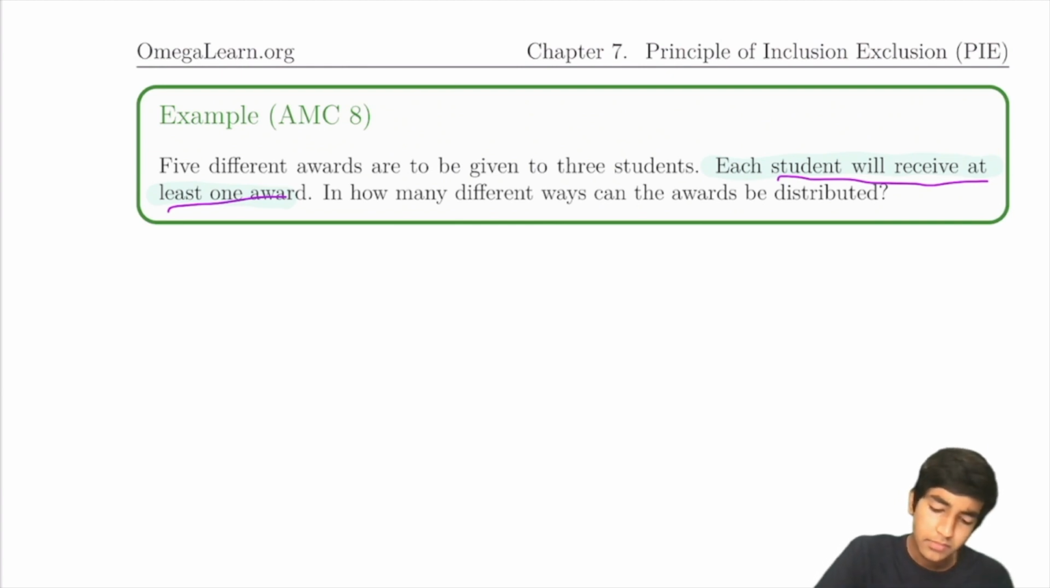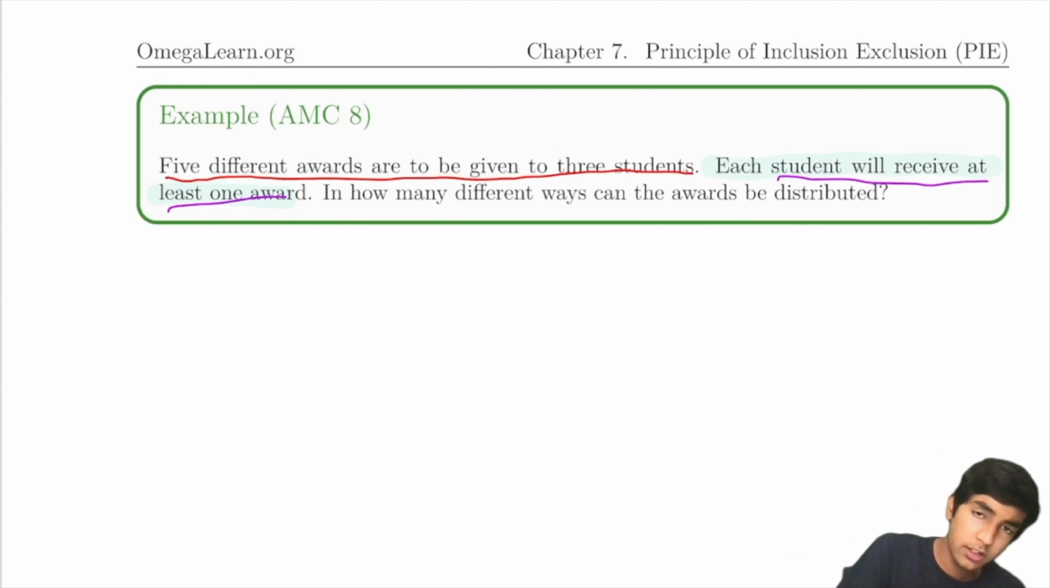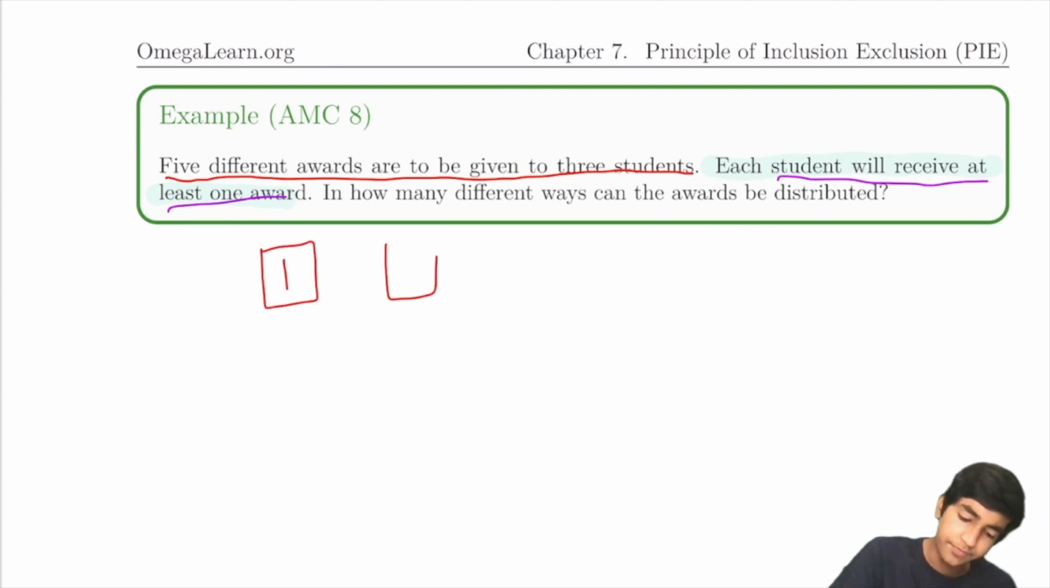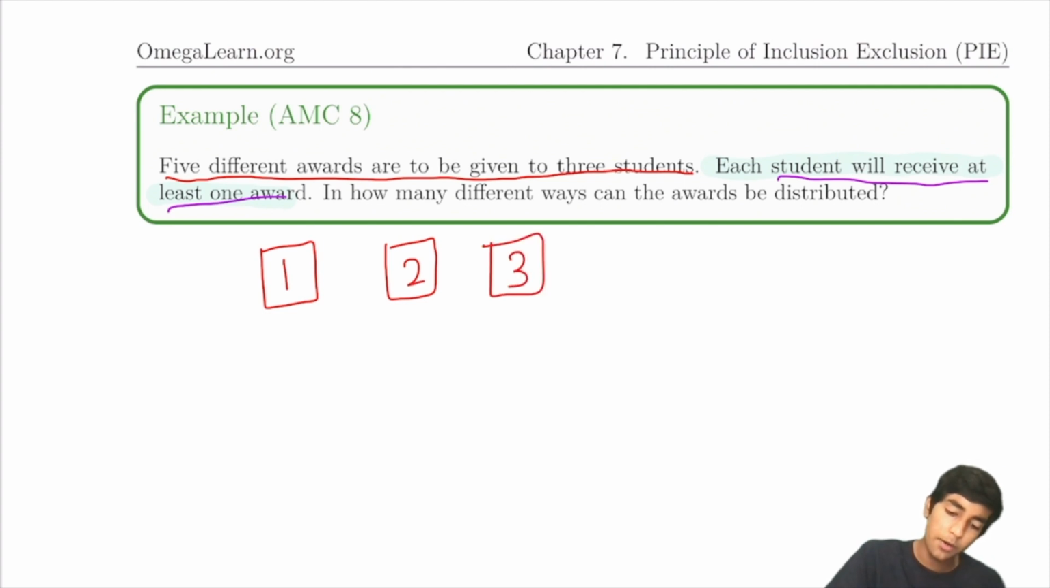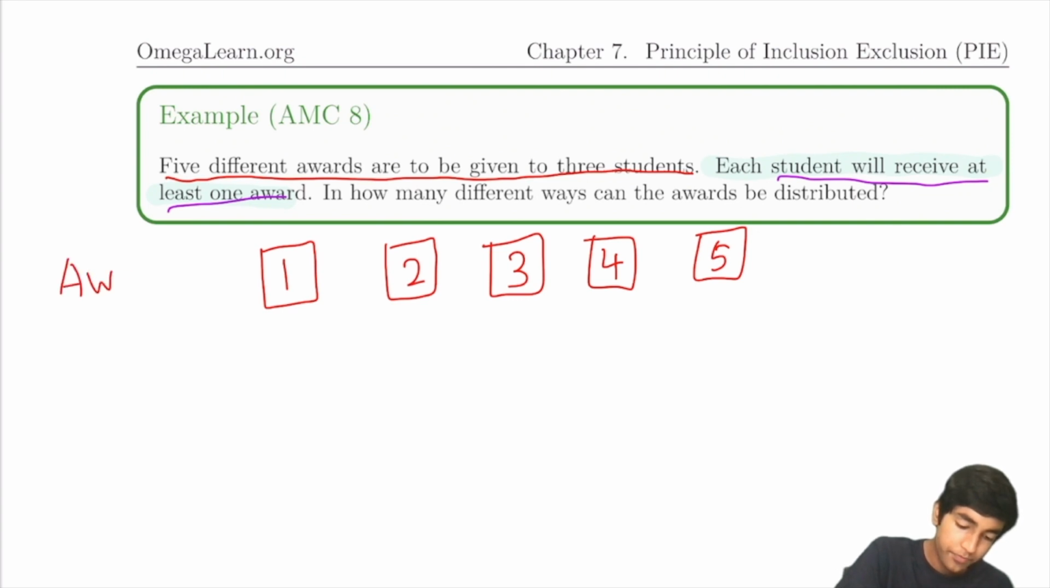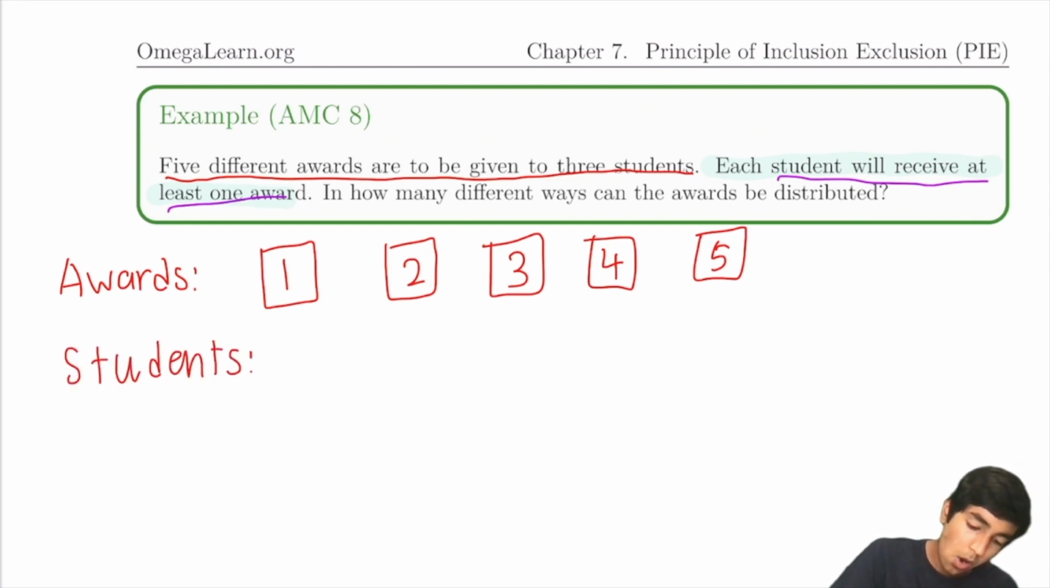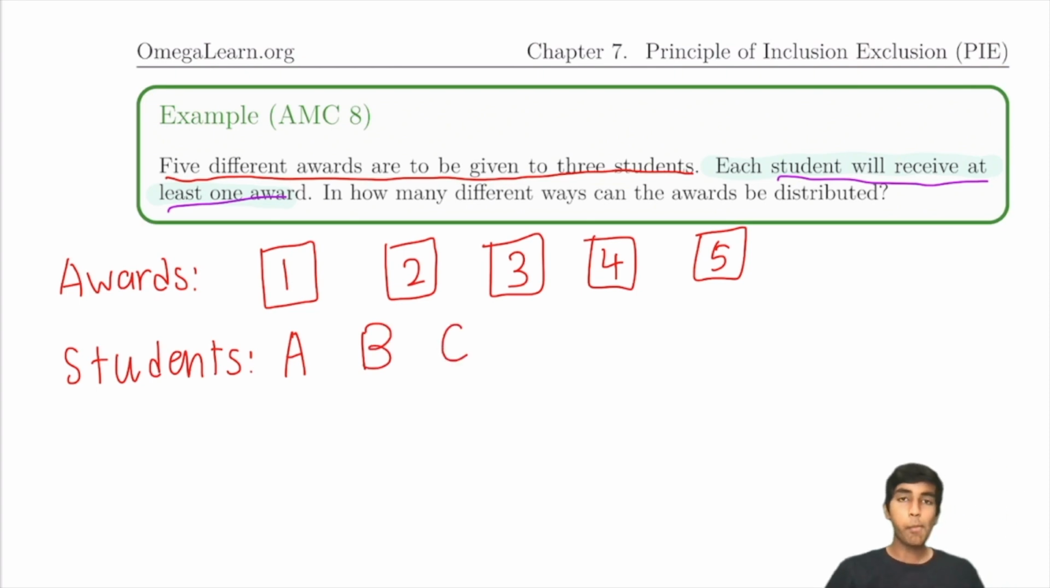So let's not focus on this condition for now. Let's just see what would happen if we just consider this problem. 5 different awards. Let's say award 1, award 2, award 3, award 4, and award 5. These are the awards. Okay? And these are the students, A, B, C. Okay, so how many ways are there to do this?